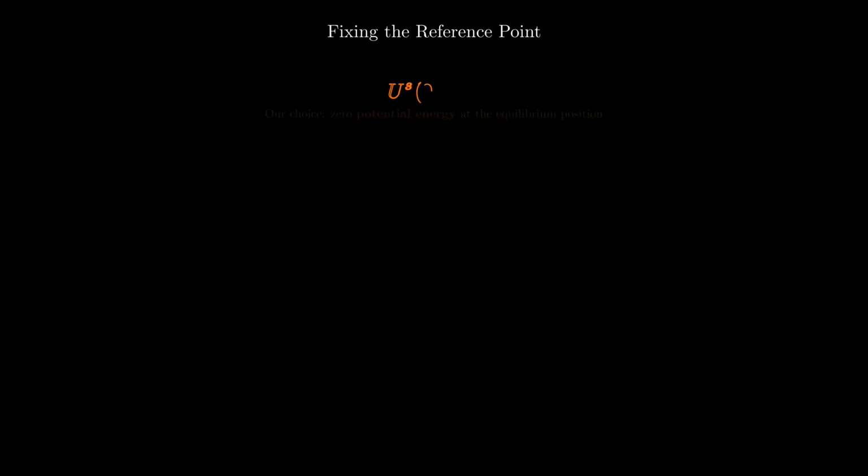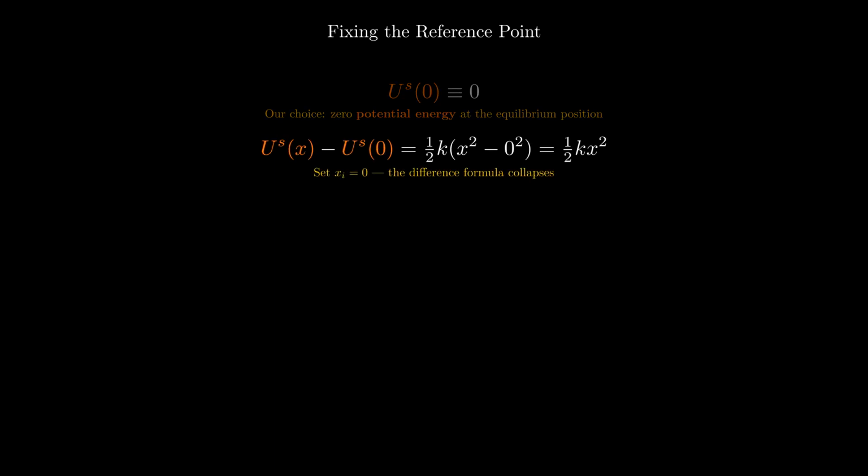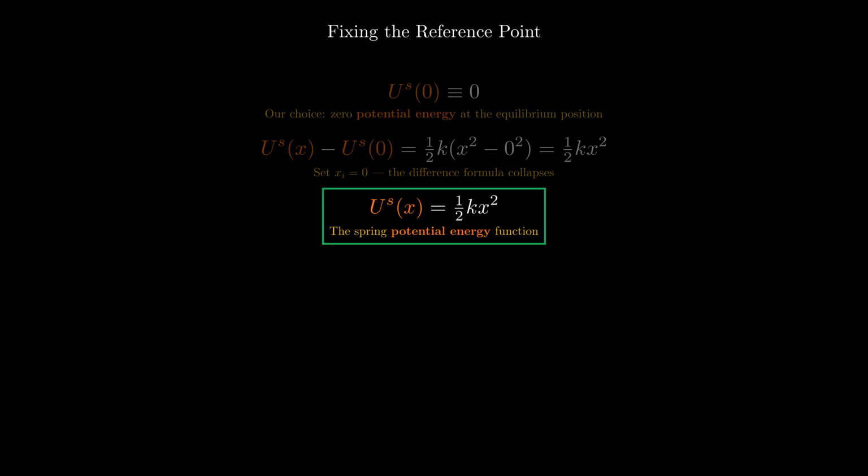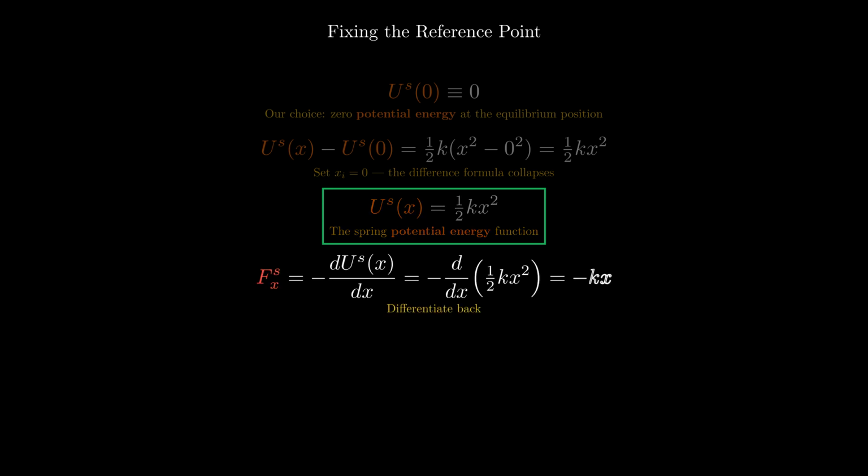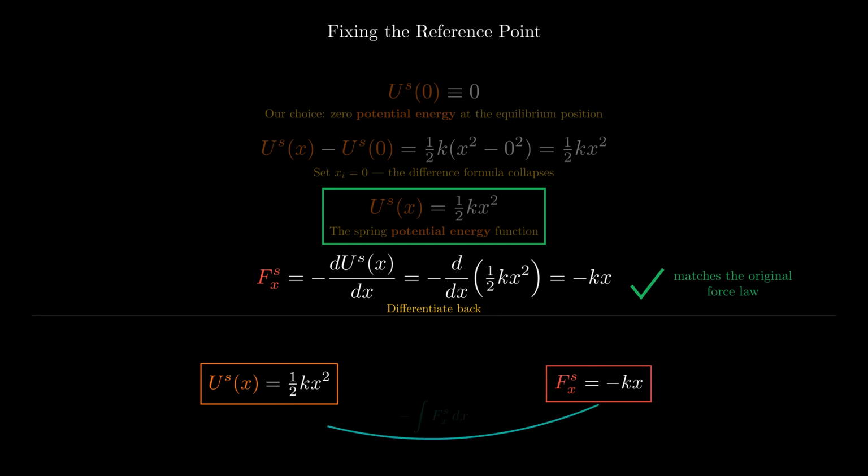The reference point is ours to choose. Set the potential energy to 0 at the equilibrium position, so U at 0 is defined to be 0. With x sub i at the origin, the difference formula collapses to a clean function. U of x equals 1/2 kx squared. Now run the new relation backwards as a check. Differentiate. The derivative of 1/2 kx squared is kx, and the force is minus that, minus kx. We recover exactly the force law we started from.